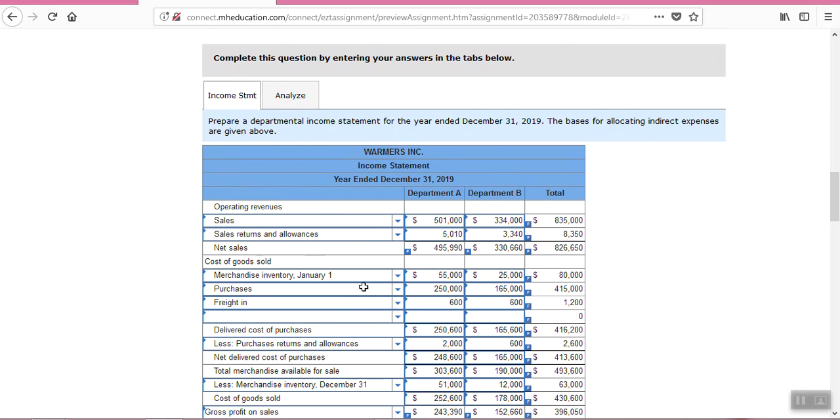And we've got this template. Your template is blank to start with. We've got a Department A, a Department B, and then the totals are filling in by themselves.